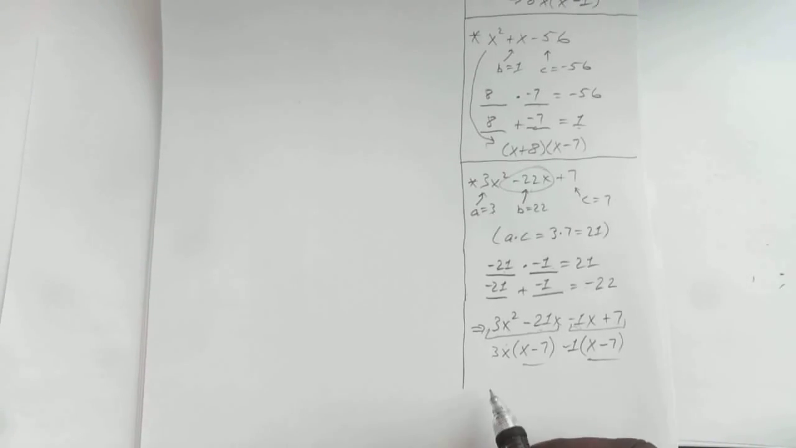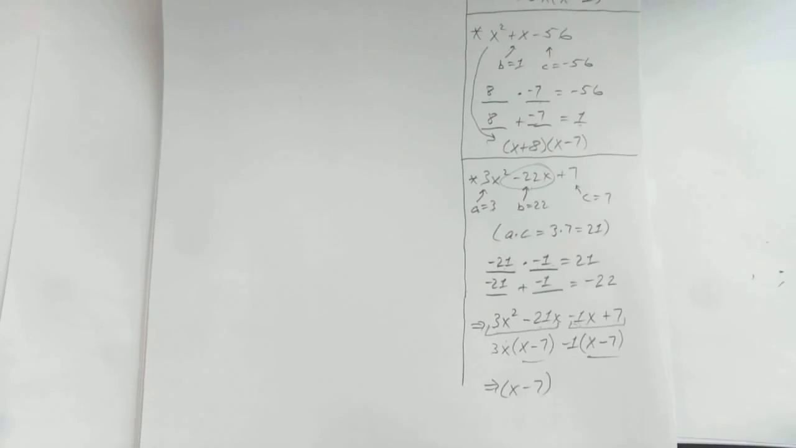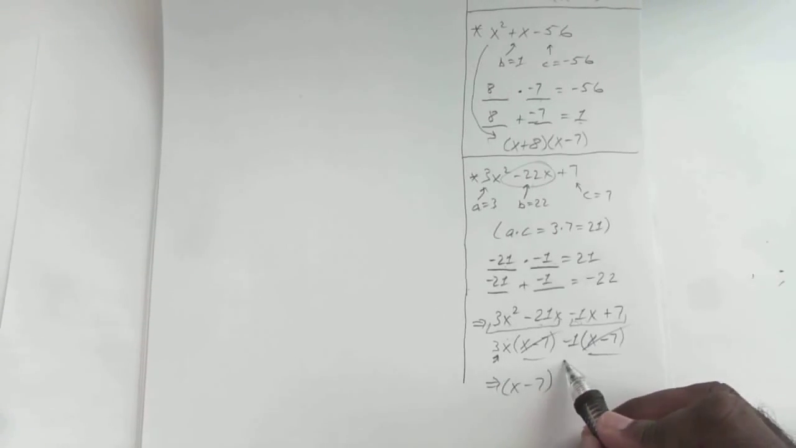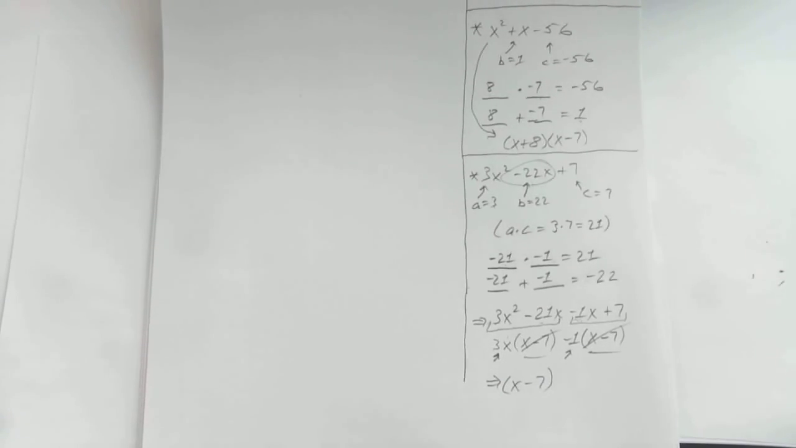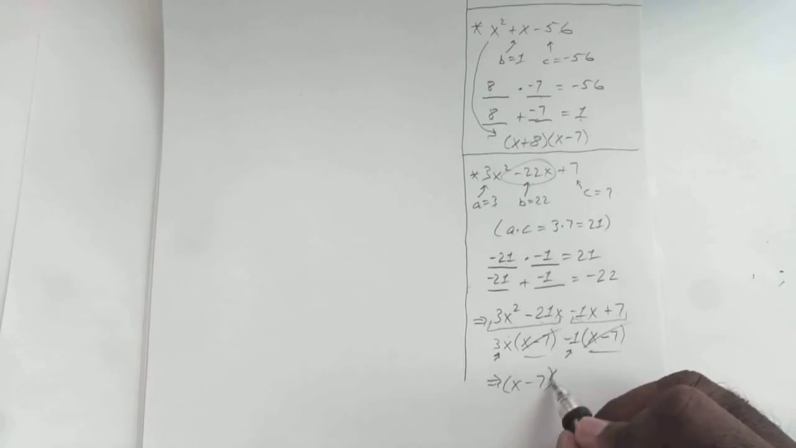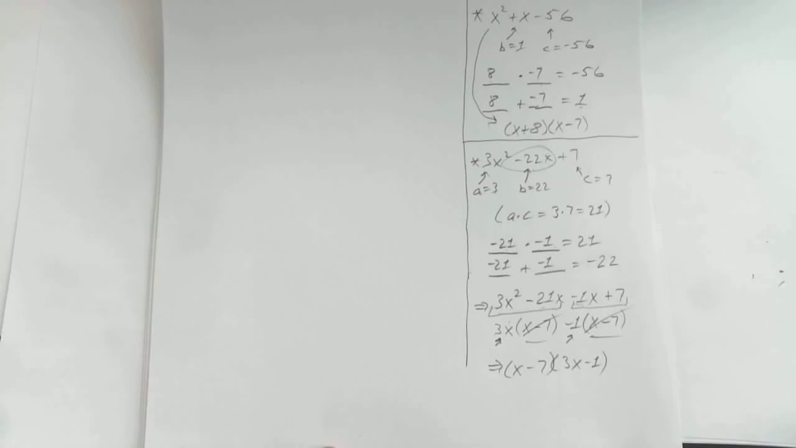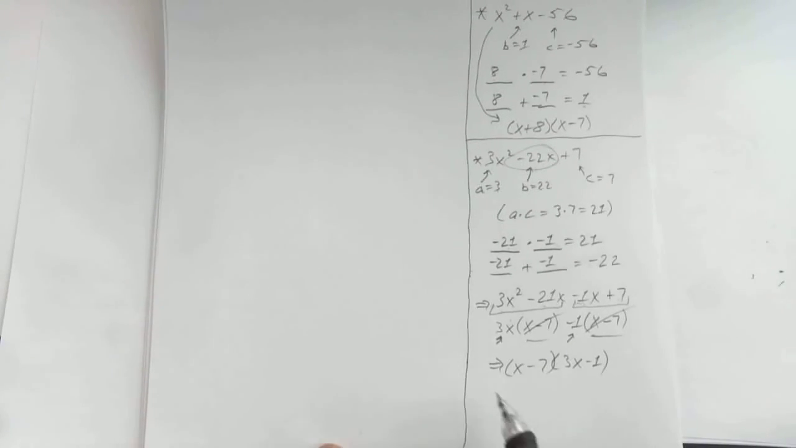Exactly what we wanted. So if we go ahead and factor those out, the x minus 7, go ahead and cross those out if you want to, and whatever's left goes into the other polynomial, which is the 3x minus 1. Okay, so that one's factored.